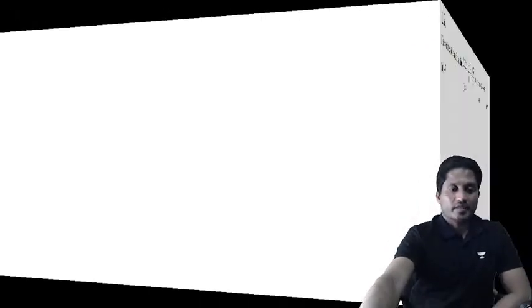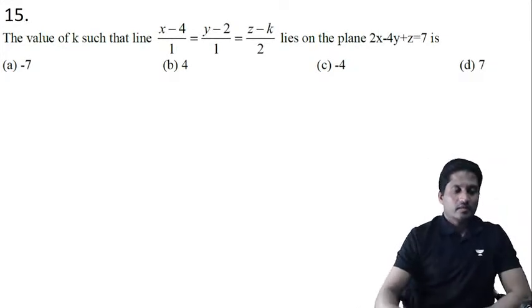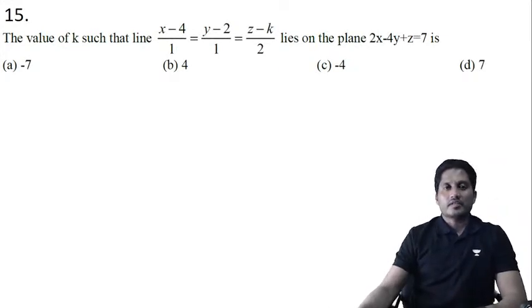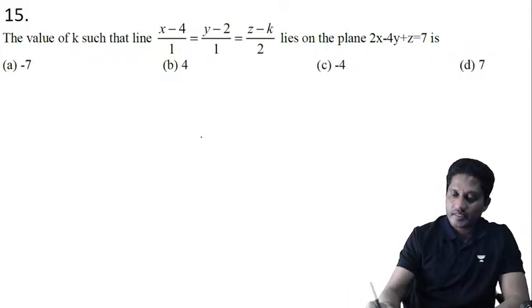Right? Let's move to the next question. The value of k such that the line lies on the plane. So this is the line.